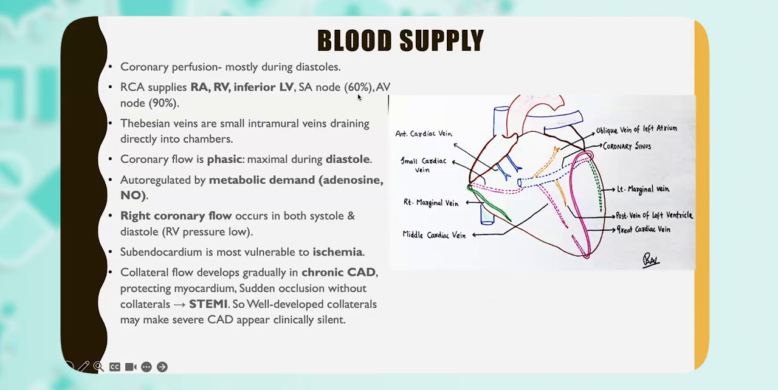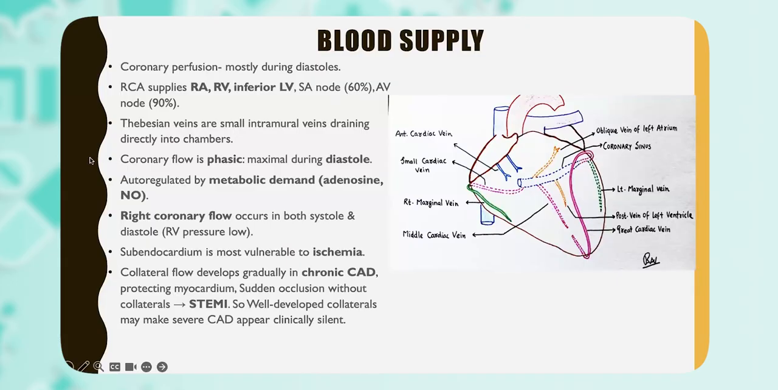SA node in 60% cases, but AV node in 90% cases, which was the reason for your answer that most of the AV block happens in inferior wall MI, which part is supplied by the right coronary artery. The Thebesian veins are small intramural veins draining directly into the chambers.